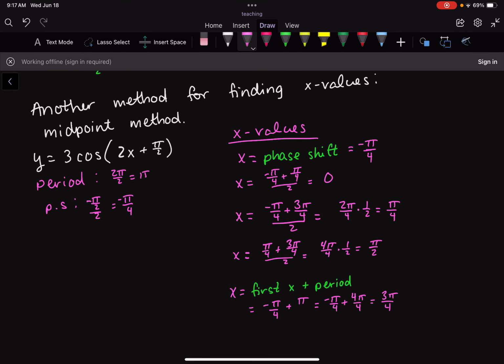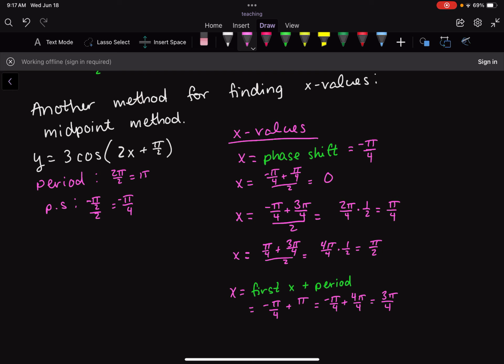Now I do like this method a little bit. Actually, when we learn how to graph tangent, we'll use this method to help us because there may be times where maybe you need extra points in between points that you've already found. And so I do like the midpoint method for that. And so what this one really is, it's just finding the middle of your points to get more points.